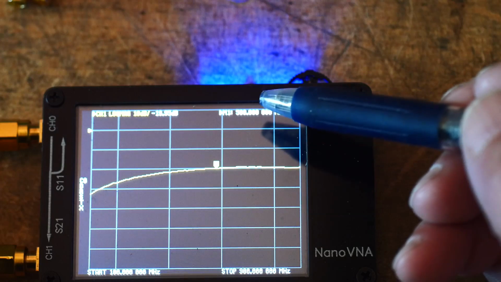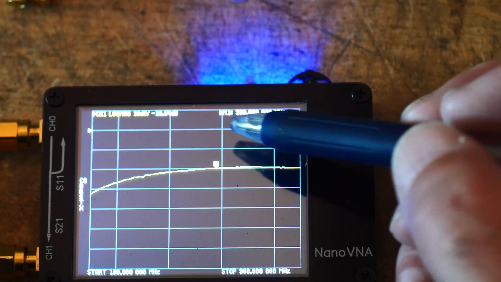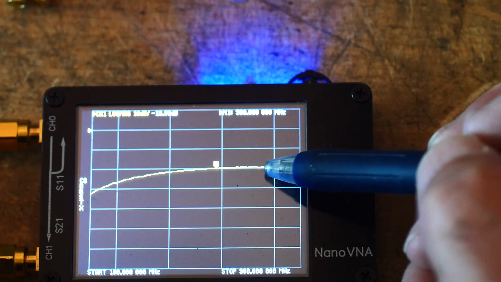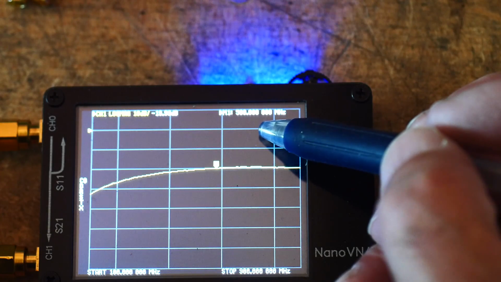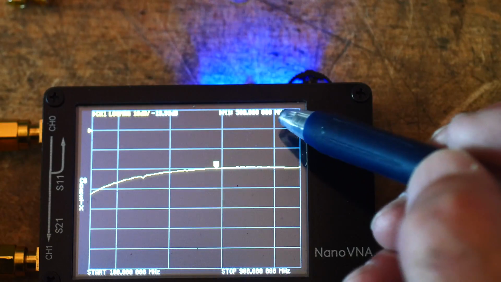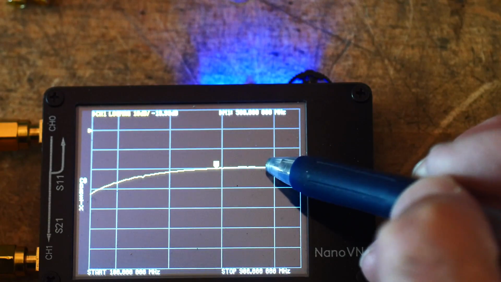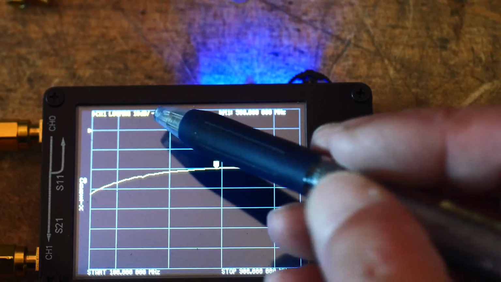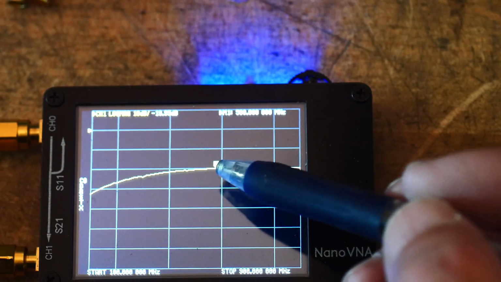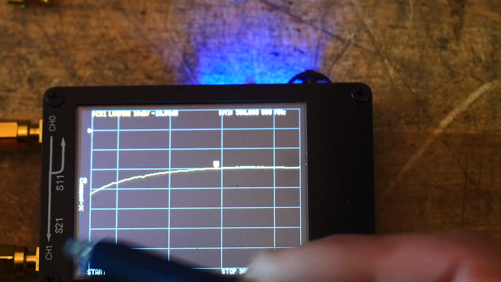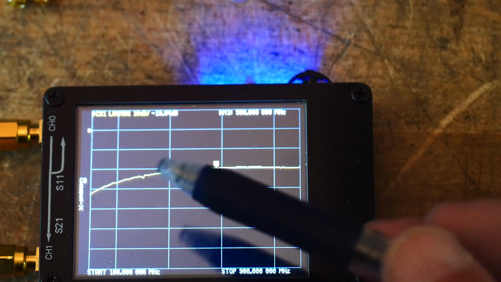And so we are getting 20 dB of coupling. So this is zero. This is one step, two steps. So we're getting minus 19 dB. And then it starts to roll off. So why does it start to roll off? Well, that's the frequency range.